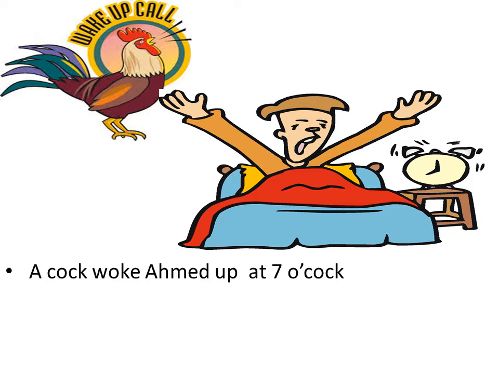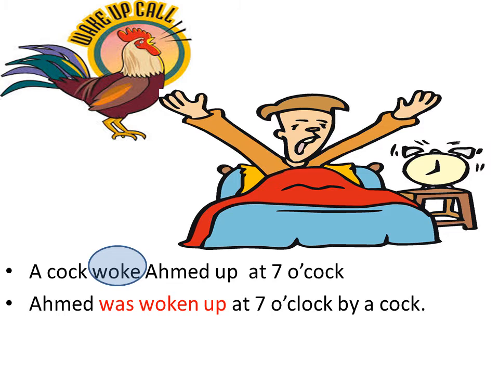Next example. A cock woke Ahmed up at 7 o'clock. So here, Ahmed is my object. And I have the verb wake in the simple past. So whenever I have the simple past in the active voice, in the passive, I should write was or were, depending on the object, singular or plural. So was or were plus past participle of the verb. Here I have an irregular verb again, wake. The past participle, let's have a look. Ahmed was woken up at 7 o'clock by a cock.